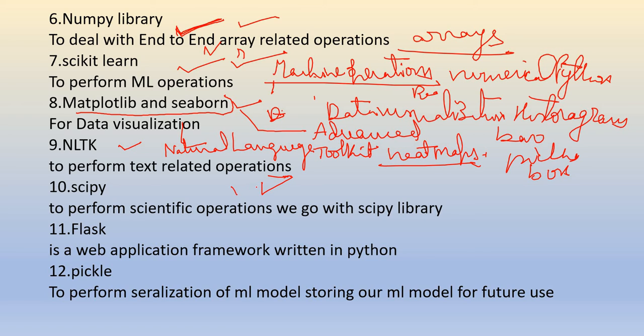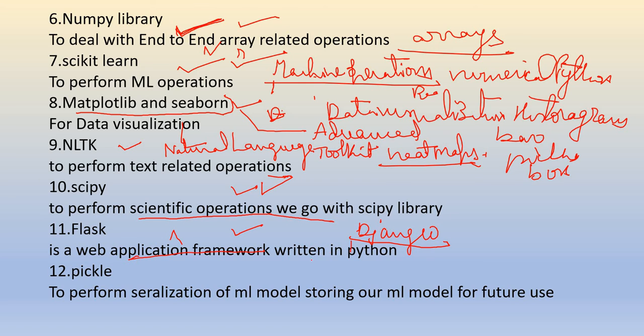And the next one is SciPy. SciPy stands for Scientific Python. It is mainly dedicated to performing scientific operations. And the next one is nothing but Flask. Flask is a web application framework. Another web application framework is Django, but the most widely used is Flask.